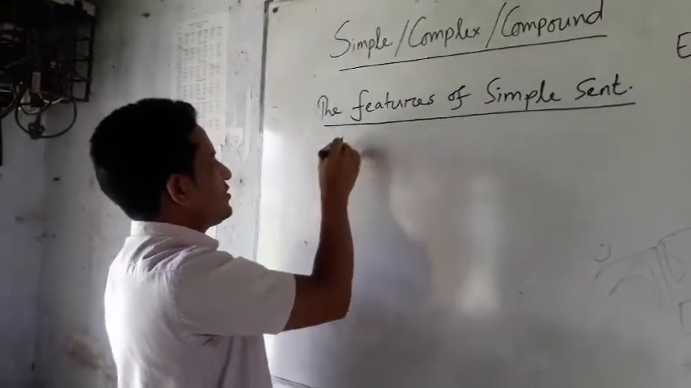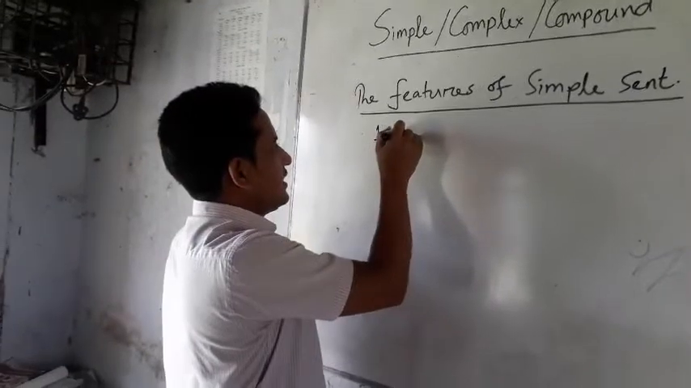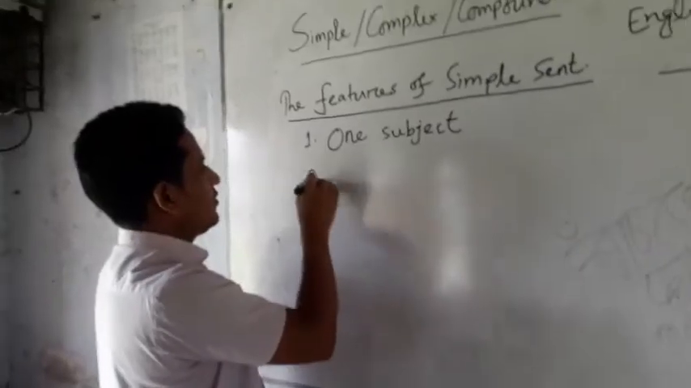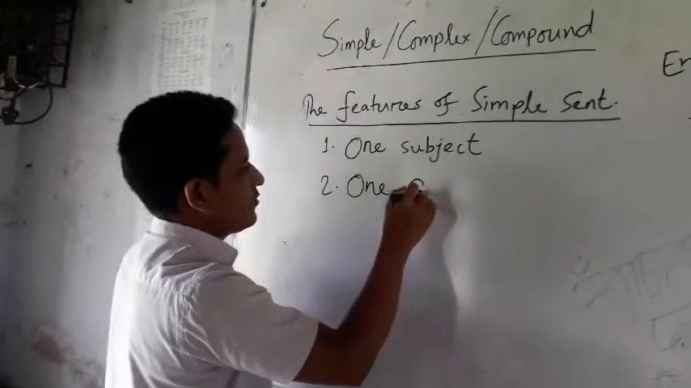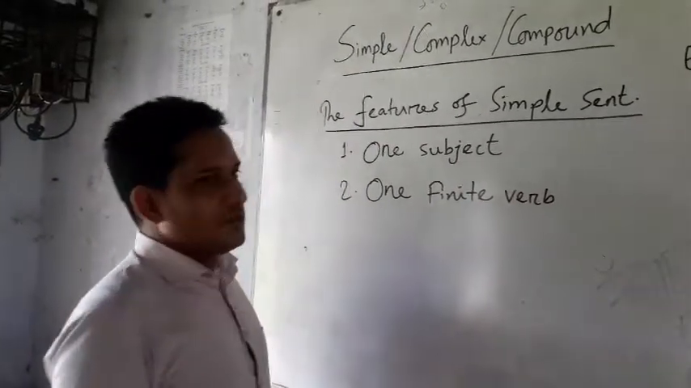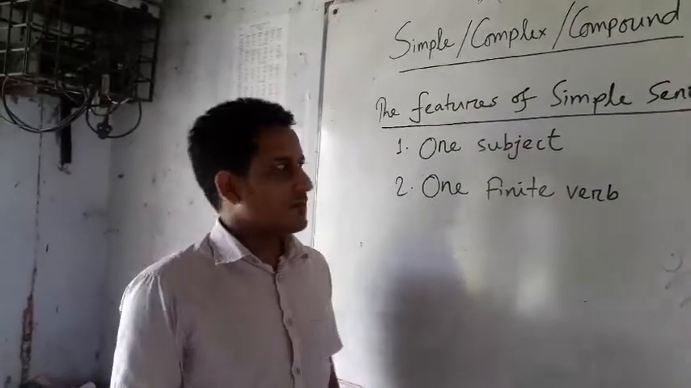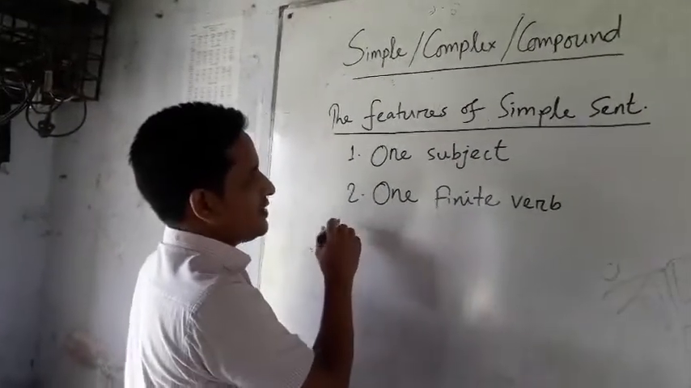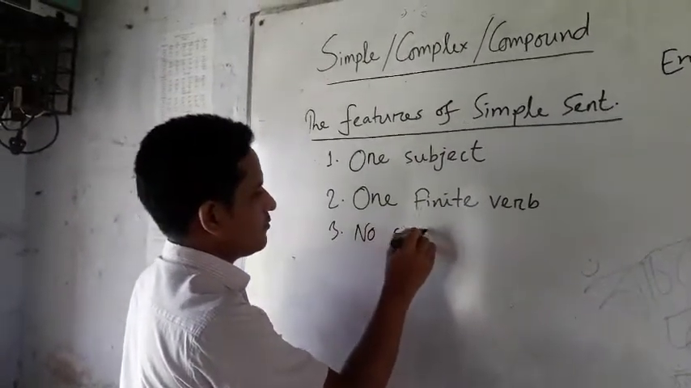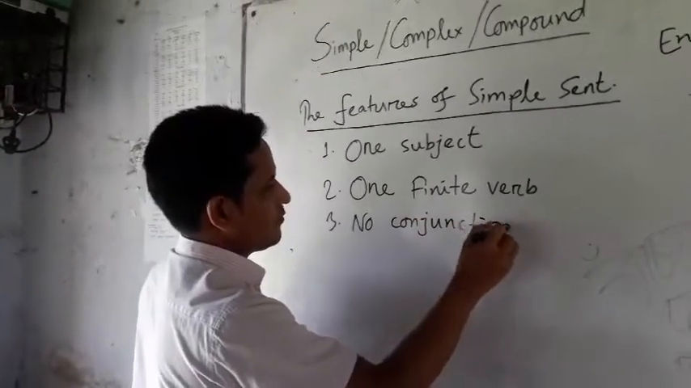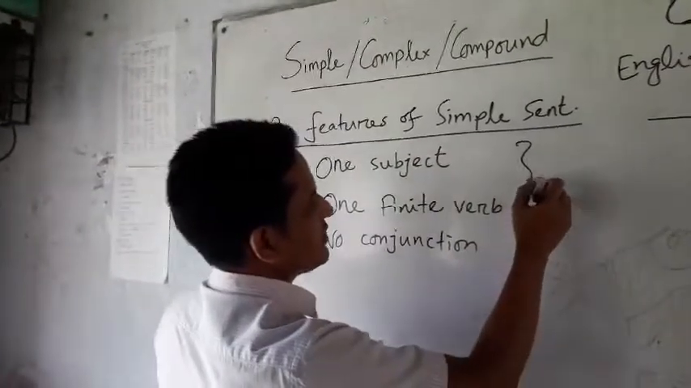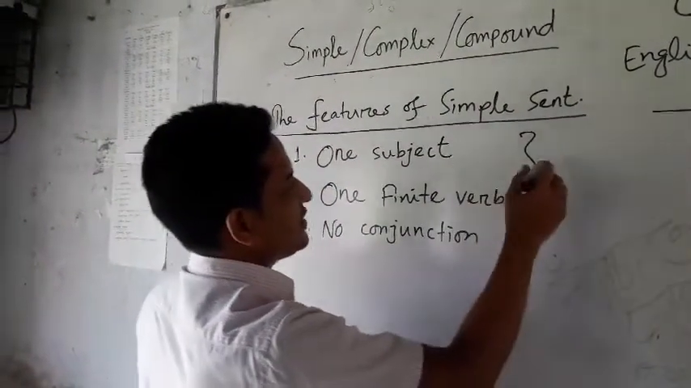A simple sentence contains one subject, one finite verb, and a simple sentence does not contain any conjunction. We do not find any conjunction in simple sentence, so we can write no conjunction. One subject, one finite verb means there is one clause in a simple sentence.